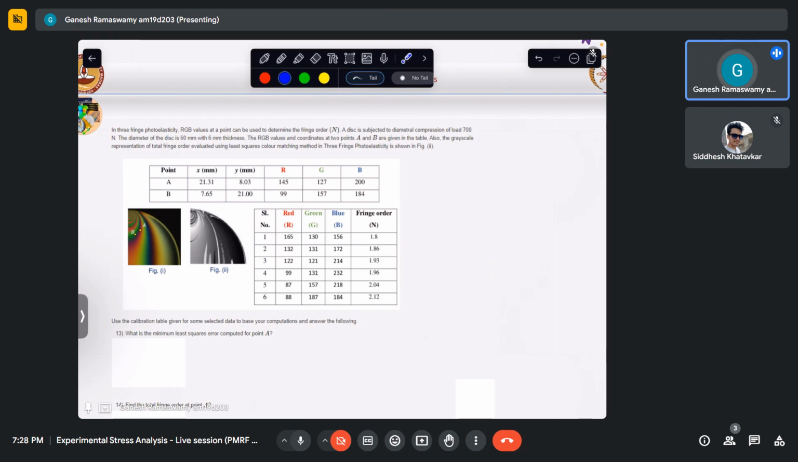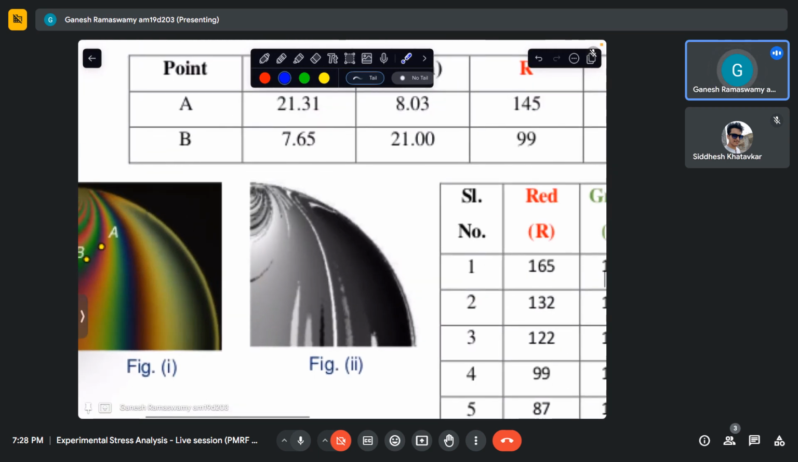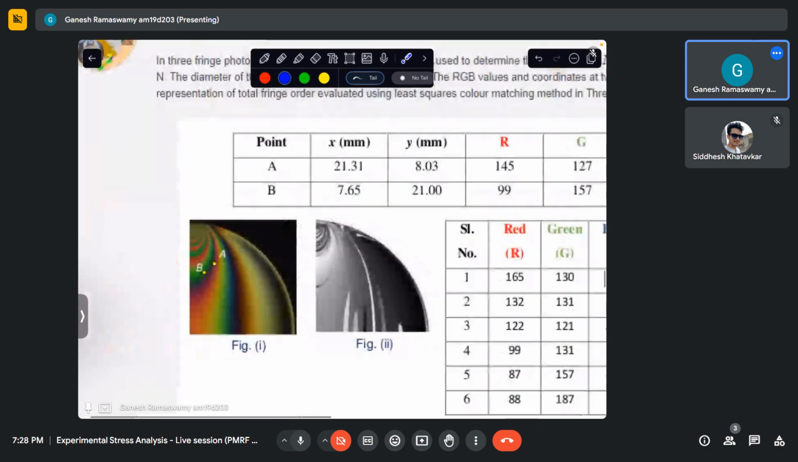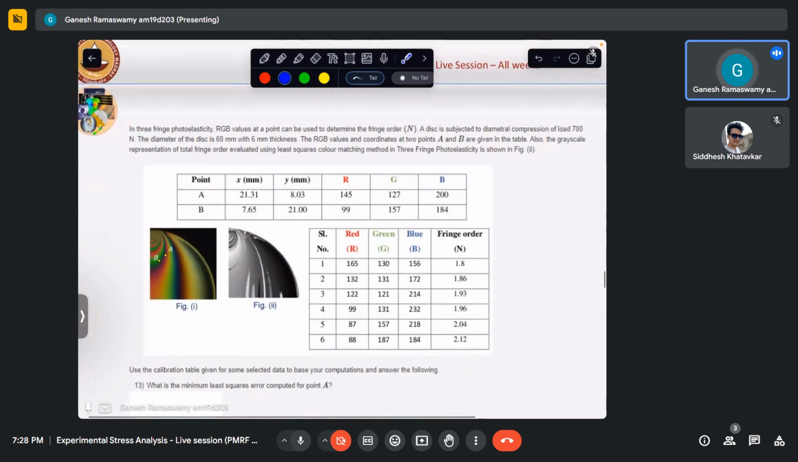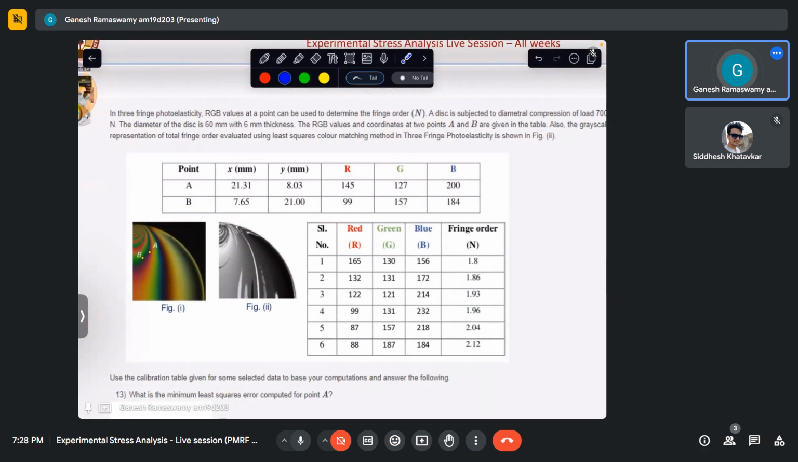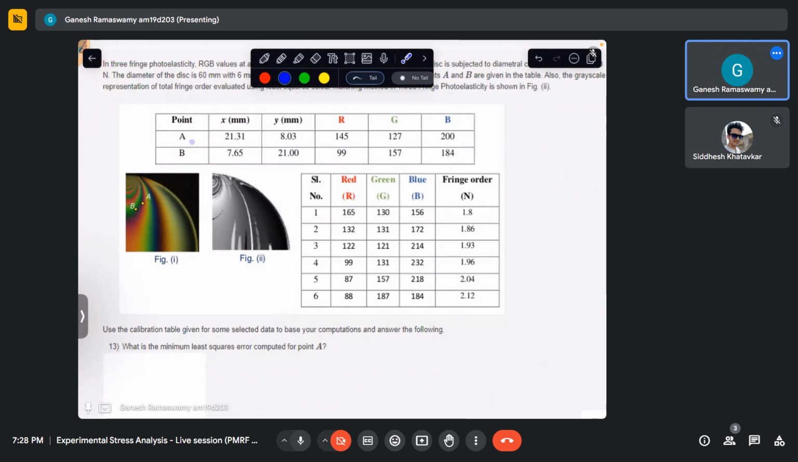The RGB value and the coordinates of 2 points. Basically, in this problem, we have taken 2 points, A and B. Our interest is to find out what is the fringe order exactly at that point. Also, the grayscale representation for the total fringe order evaluated using the least squares technique is given. So, for this point A, we have already seen that our origin will be here at the center of the disk. This is X and Y.